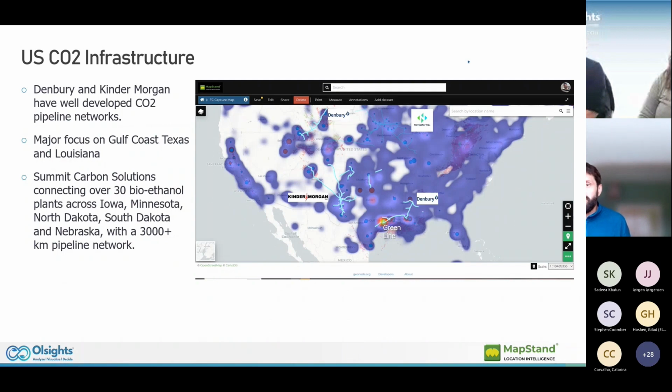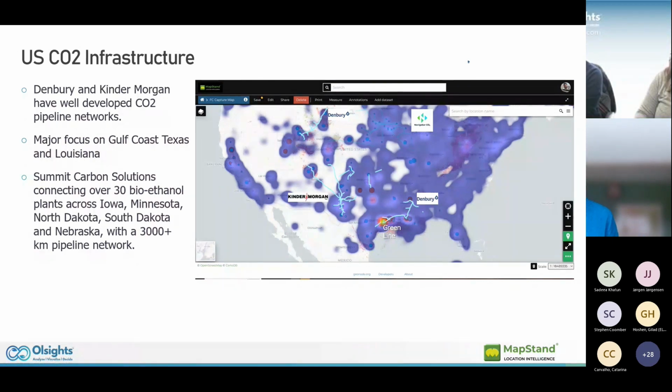But there are some really interesting projects, such as the Navigator CO2 project and the Summit Carbon Solutions project, which is a planned project connecting over 30 bioethanol plants across Iowa, Minnesota, North Dakota, South Dakota, and Nebraska, with over 3,000 miles, 3,000 kilometers, of new CO2 pipelines gathering and storing CO2 from all of these projects.